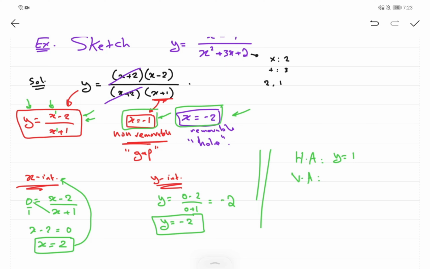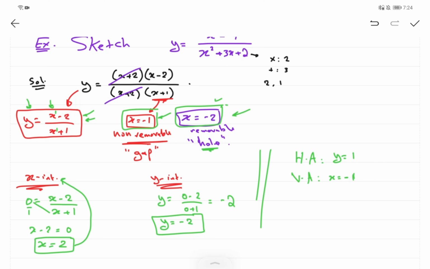So which one should we choose, or should we choose both of them? Since x equals negative 2 is removable, we don't choose it, because it's going to have a hole. But the one which is non-removable is when x equals negative 1. So we just take this one. So the vertical asymptote will be, in this situation, negative 1.